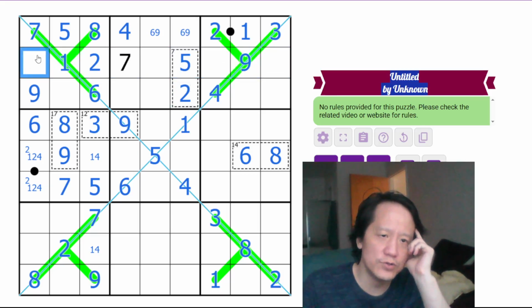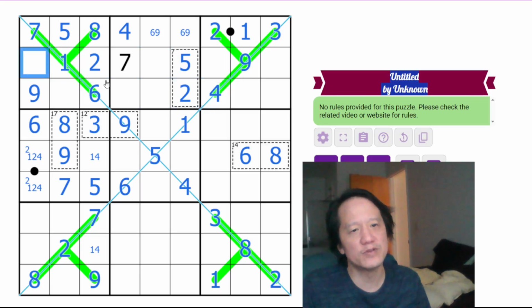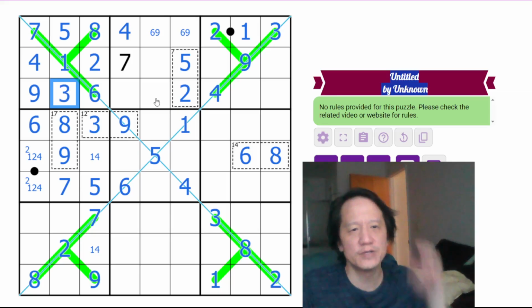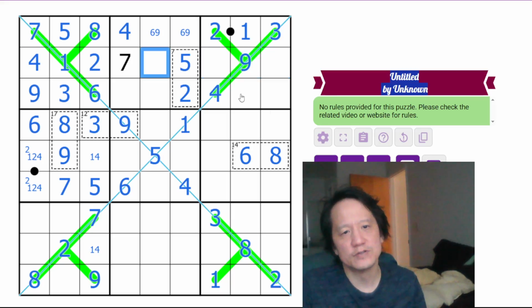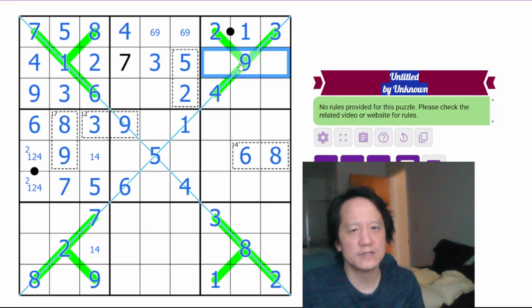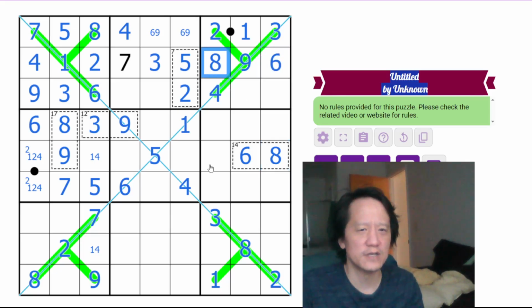Row 2, well, 4 can't be here. That means 4 has to be here. This is 3. 3 can't be either of these, so this must be 3 here. That makes this a 6-8 pair, and this can't be 8 because of the 8 in the column, so this is 6, this is 8. So that's slightly different.